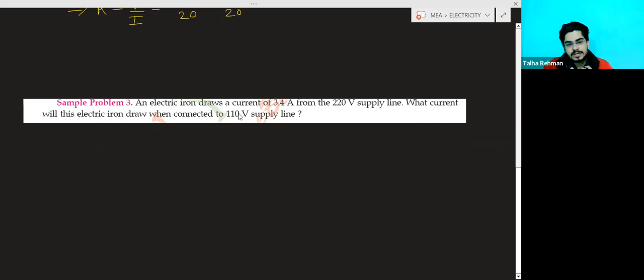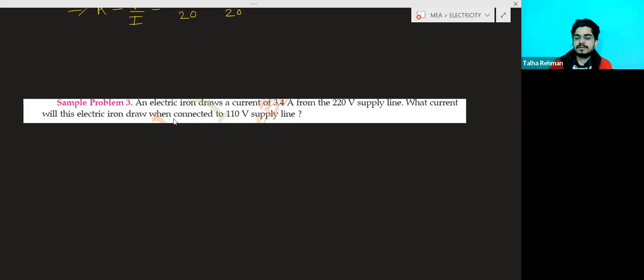After that, what happens? You have changed the switchboard, and from that switchboard you are getting a different potential difference, and you have to find the current. Understanding now what I am saying? So here you have to assume one point.